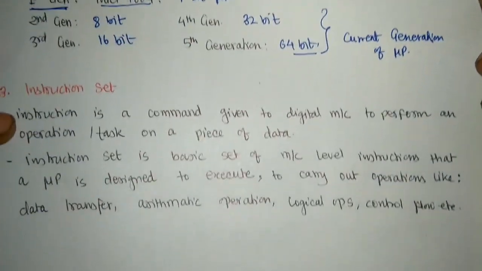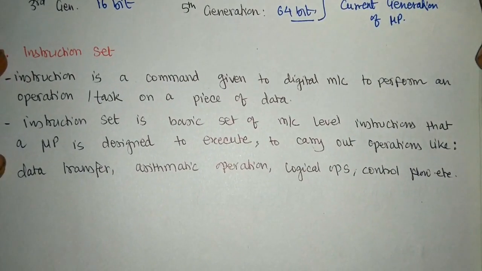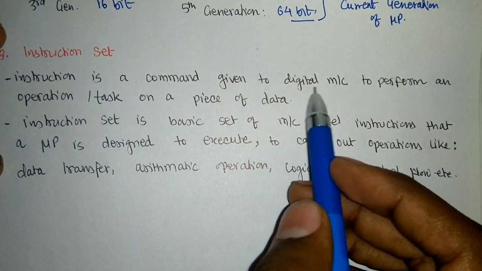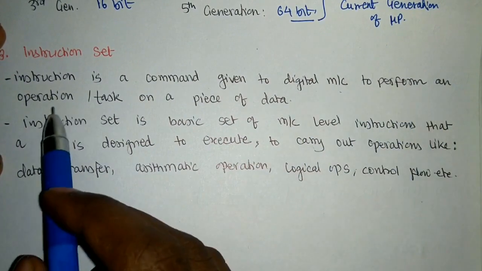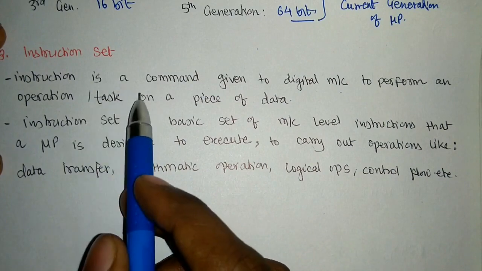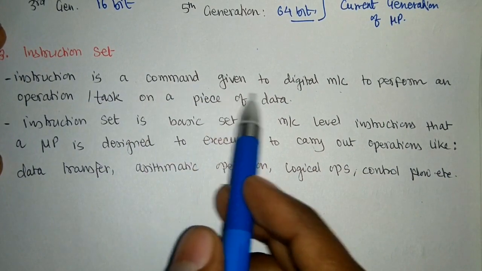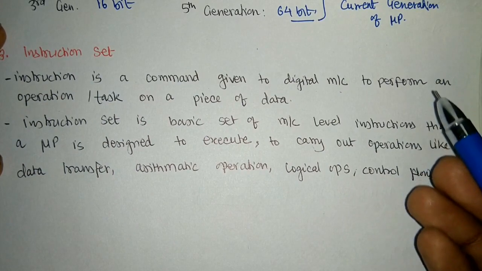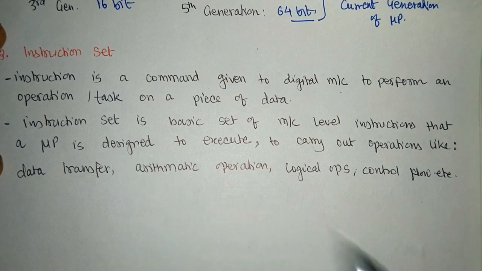The third characteristic of a microprocessor is given by the instruction set. An instruction is a command given to a digital machine to perform an operation or task on a piece of data. What do we mean by instruction? The command that we are giving to our digital machine, that you have to execute this in this particular order. And a set of instructions is known as our program. A set of programs is known as our software.